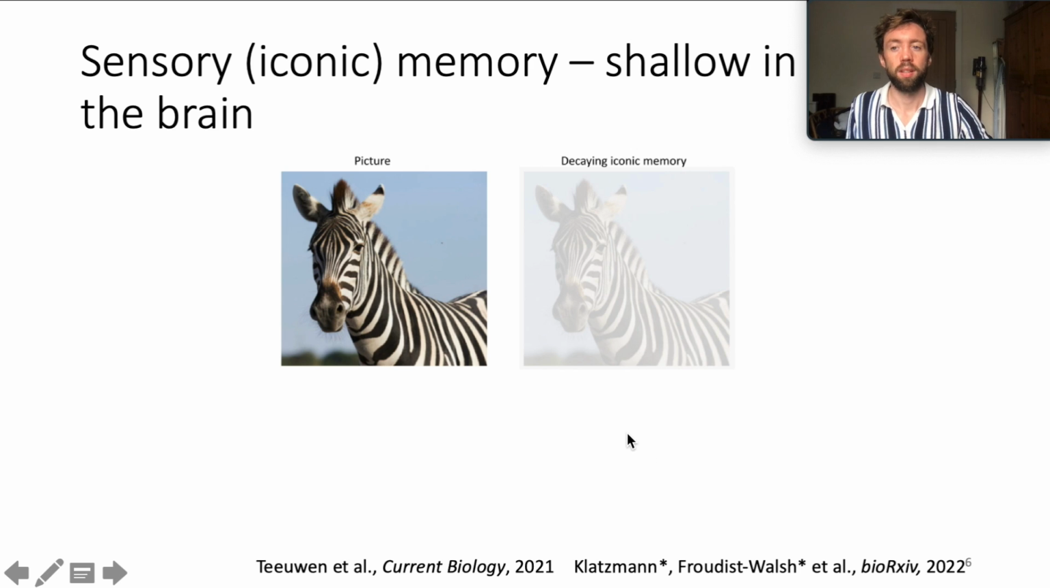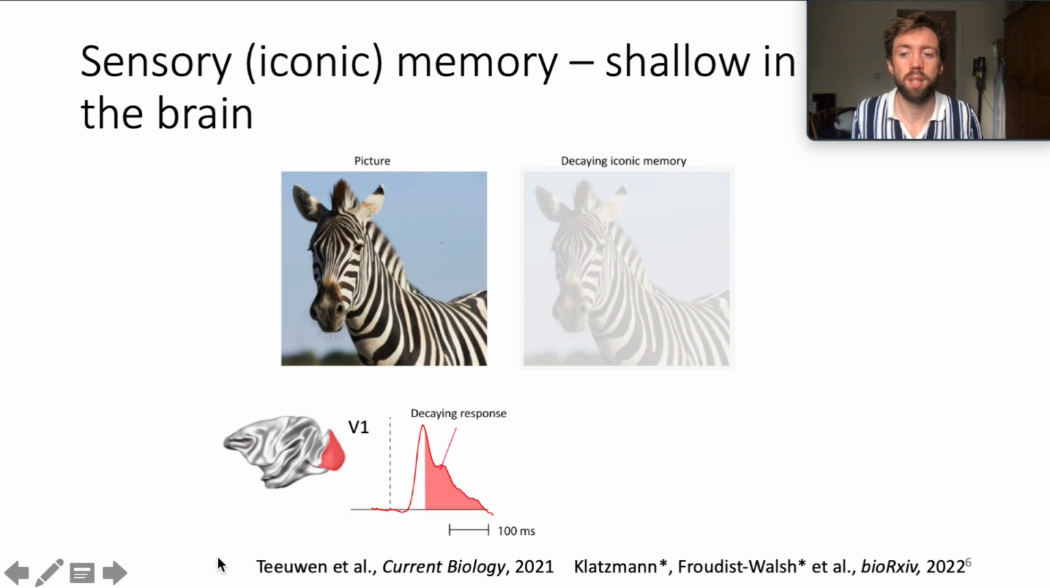So we're going to start, like in the previous lecture, speaking about sensory memory, and this is in the visual system also known as iconic memory. You can see, for example, if I showed you an image of this zebra, there'd be a very brief period where you see a kind of a shadow or decaying version of the image.